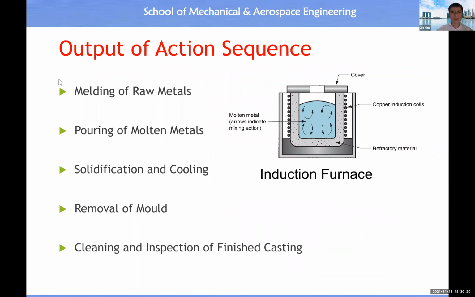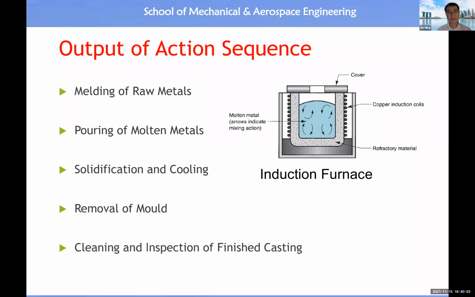So here is a possible version of an action sequence. Action number one, melting, to melt the raw material. Action number two, to pour the molten metal inside the cavity of the mold. Then to cool, to lower down the temperature and let the molten metal solidify. When the process of solidification has been completed, then remove the mold. Then clean up the mold and do some inspection of the finished part.